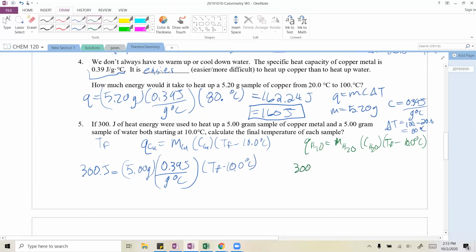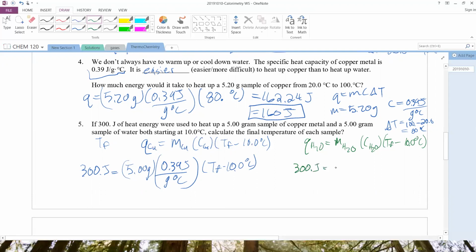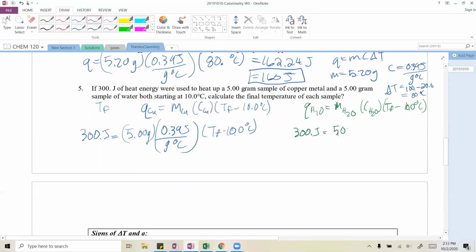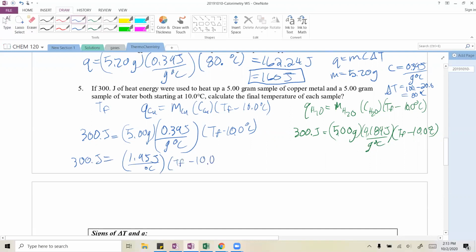Water, we'll go ahead and update that as well, 300 joules. Our mass is going to be 5.00 grams. Heat capacity, 4.184 joules per gram degrees Celsius. Our final minus our initial temperature. So we can consolidate those terms a little bit. We can take 5 times 0.39. That gives us 1.95 joules per degree Celsius. And our TF minus the 10.